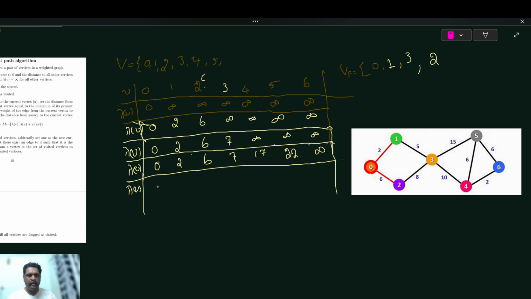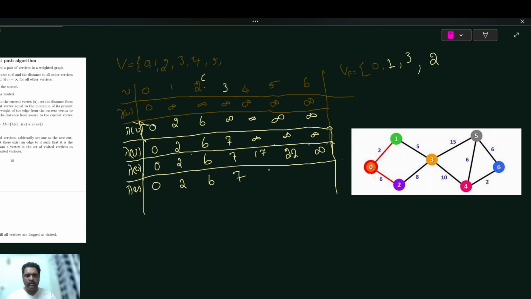So for 0, the current value is 0. For the vertex 0, the current value of lambda is 0, and the lambda value of vertex 2 is 6. 6 plus something is always greater than 0, and therefore it is not going to be changed. Then there's only one more vertex which is adjacent to 2, that is 3. So we have to recalculate the value of lambda for the vertex 3, and the current value is 7, and lambda of 2 is 6. 6 plus 8, 8 is the weight of 2 3. So 6 plus 8 is greater than 7, and therefore the minimum value is kept. So the value is 7, and for all other vertices the value remains as it is.